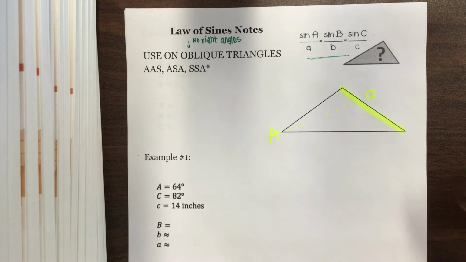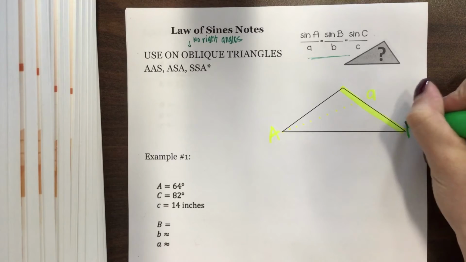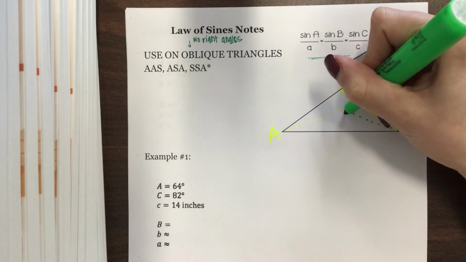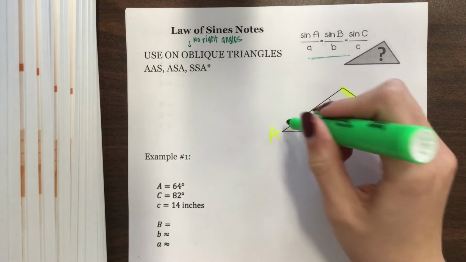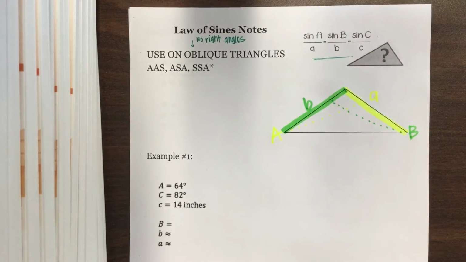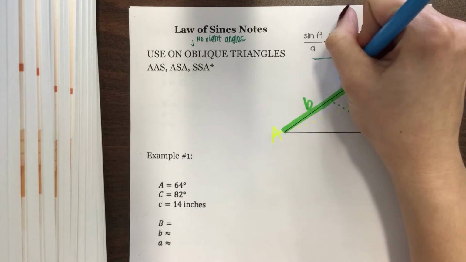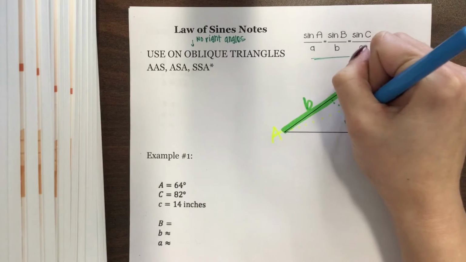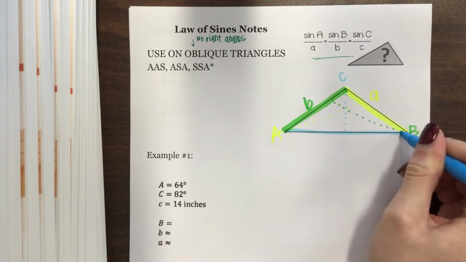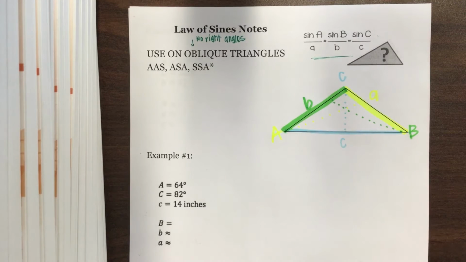Say this one is angle B. Then I'm just going to draw a dotted line, and whatever side I hit, the one opposite of it, is side B. So this is side B. Last, this is angle C. I'm going to draw a line, and whatever side I hit, that's side C. The angles are always capital letters. The sides are the lowercase letters.